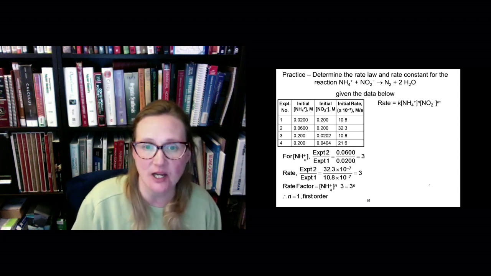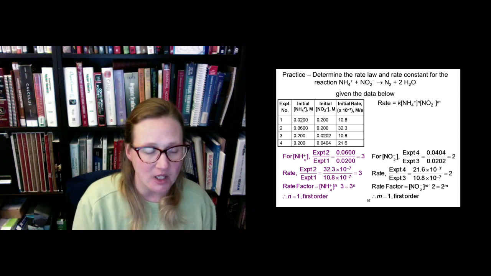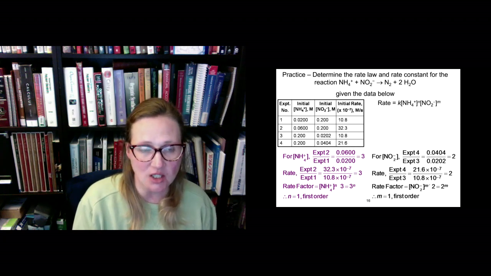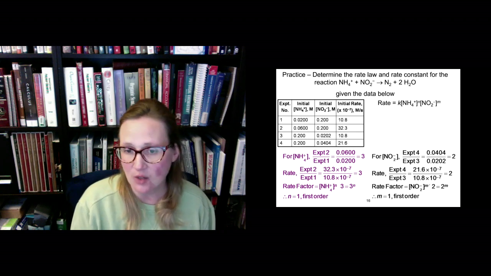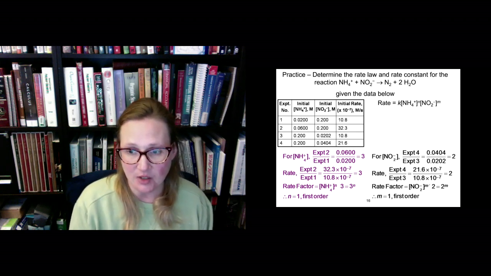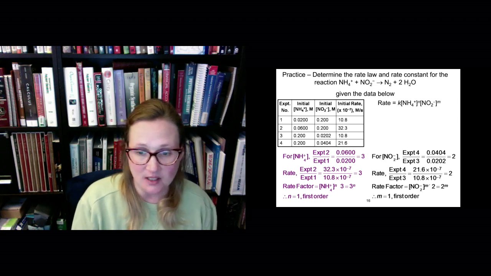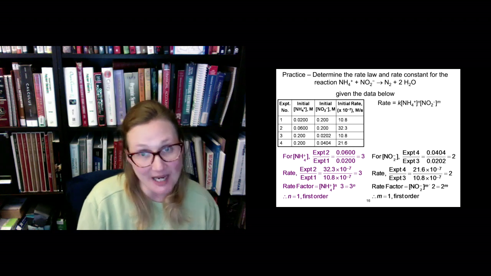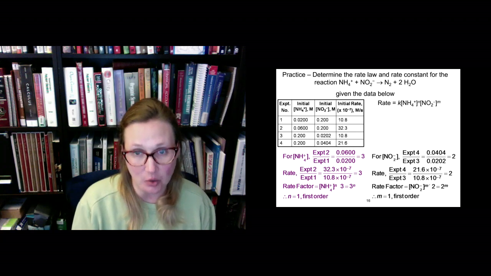Okay, so now we want to do that for nitrite too. So let's look at nitrite. We're going to look at experiments 3 and 4. Here the concentration of ammonium is constant, and so we're just changing the concentration of nitrite. And we're going to double it, so the concentration is up by a factor of 2. We look at the differences in the rate. So we take the experiment 4 rate divided by the experiment 3 rate, and we get 2. So what we're saying then is 2 to the m equals 2, or first order.